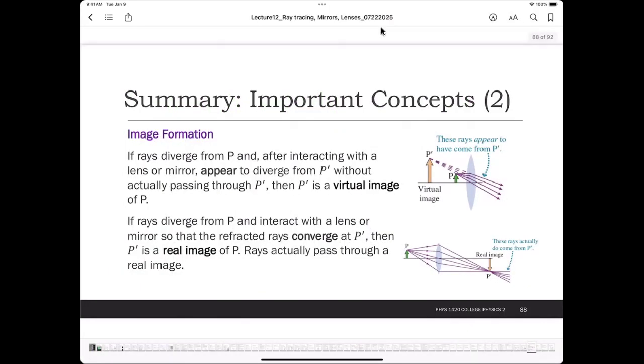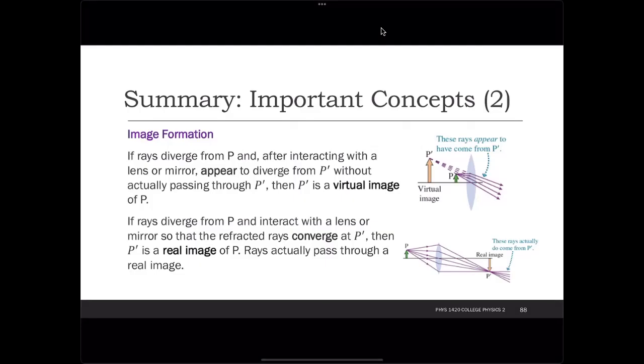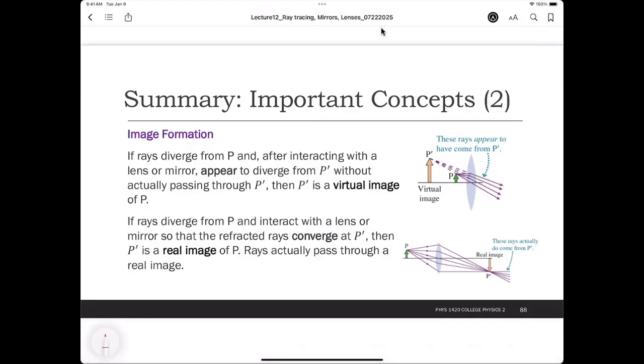If rays diverge from P, and after interacting with a lens or mirror, appear to diverge from P prime, without actually passing through P prime, then P prime is a virtual image of P. If rays diverge from P and interact with a lens or mirror so that the rays converge at P prime, then P prime is a real image of P. Rays actually pass through the real image. This is what we learn in this class.